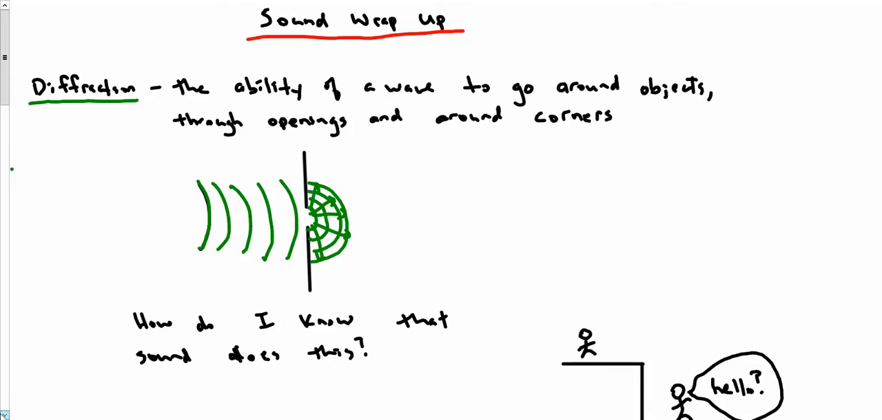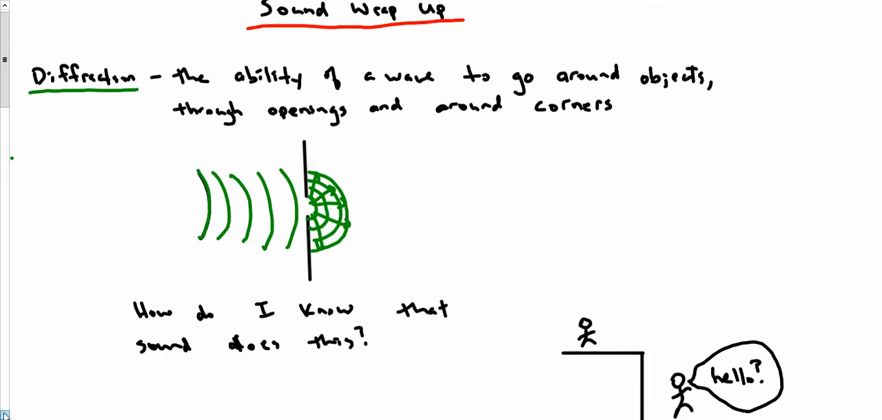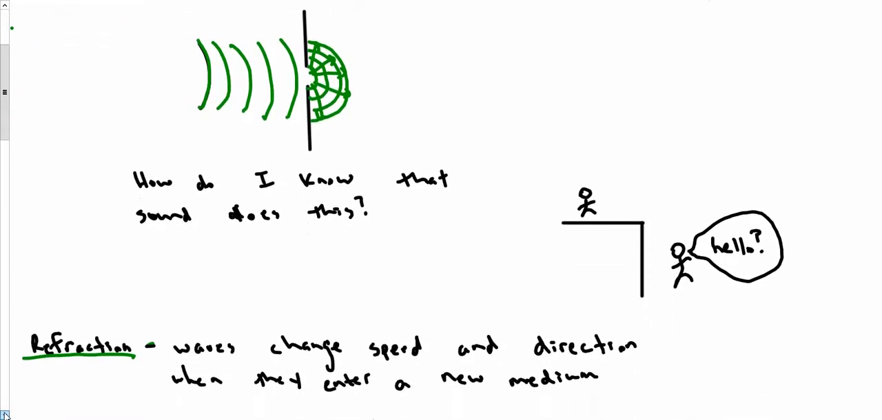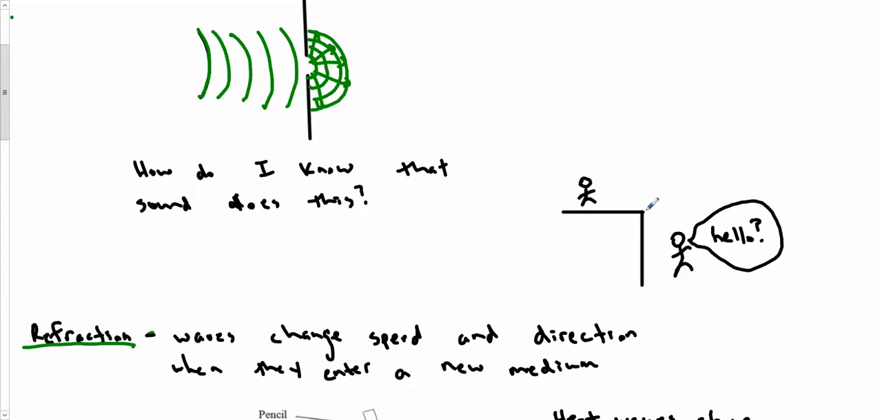Now, how do I know that sound does this? Because I have heard things from people who are around the corner. If this person's over here, they can't see each other, but this guy sure can hear what he's saying. Because sound will go around a corner because of this property of waves called diffraction.